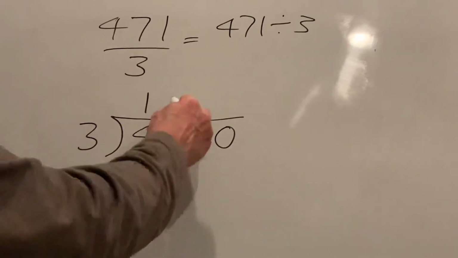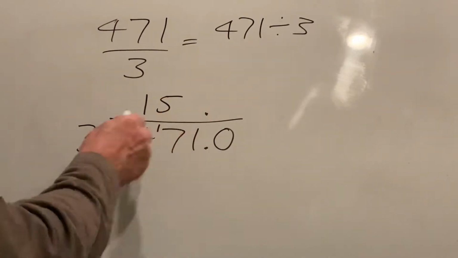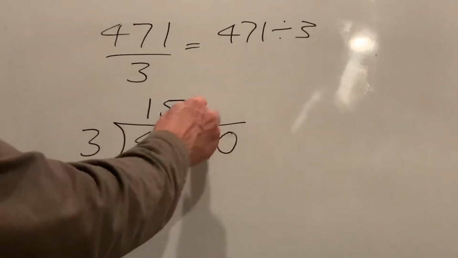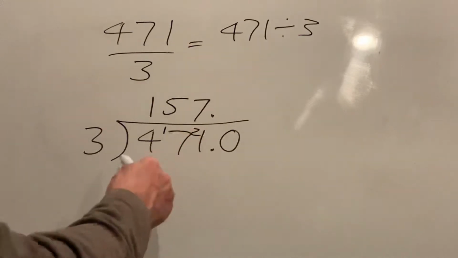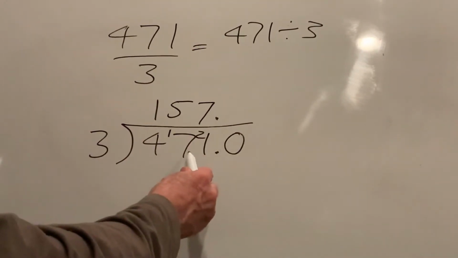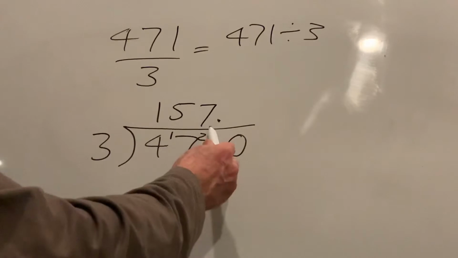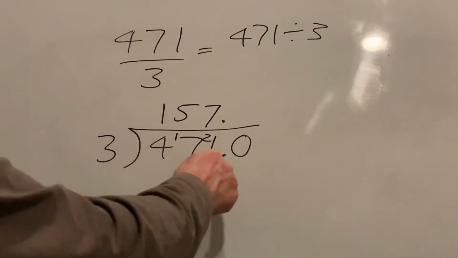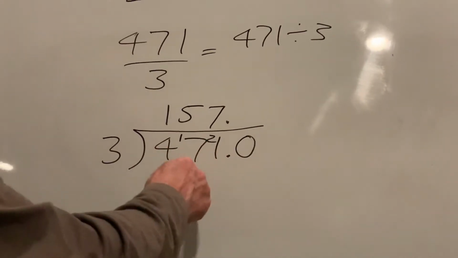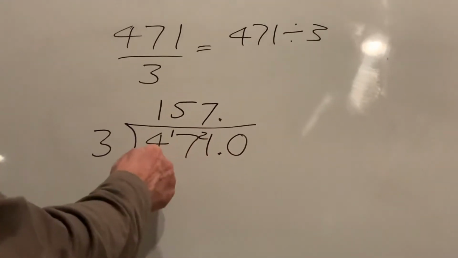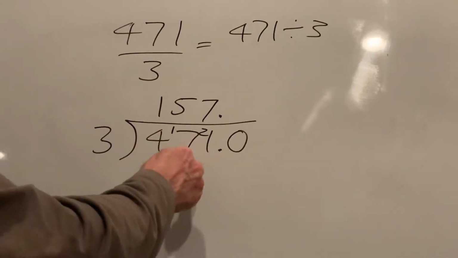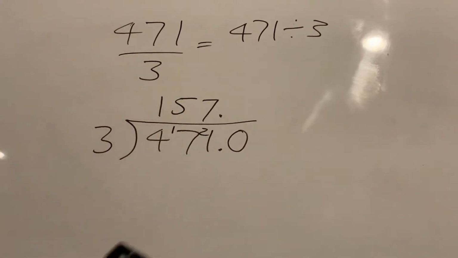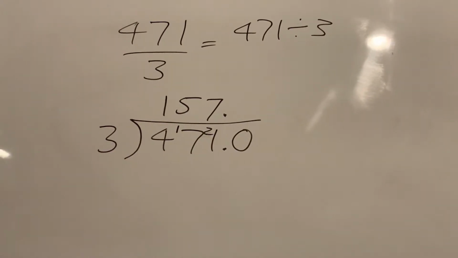3 into 17 goes 5. 5 3s are 15, and there's 2 remaining. 3 into 21 goes 7. So as it turns out, 3 goes into 471 exactly 157 times. If you remember what I said one other time, we know 471 is divisible by 3 because we add up the numbers: 4 plus 7 is 11, plus 1 is 12. 12 is divisible by 3, but that's an aside. So this is how we do long division.